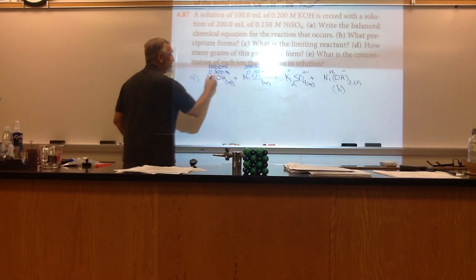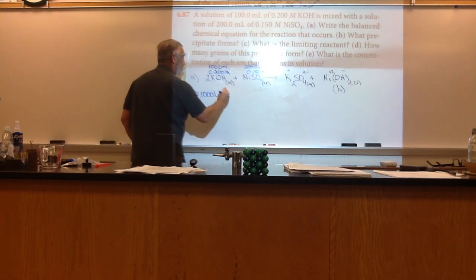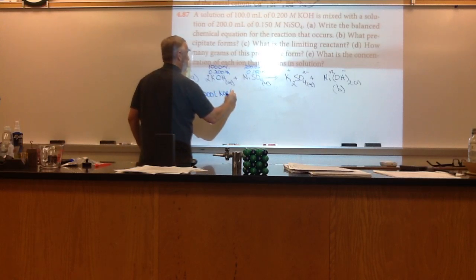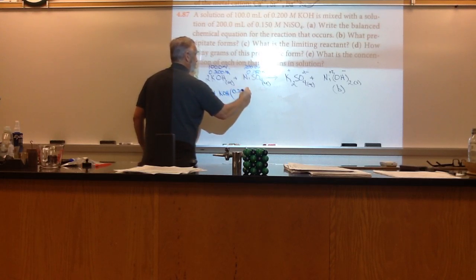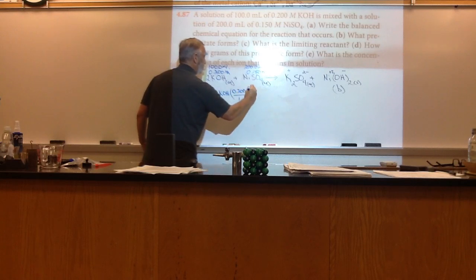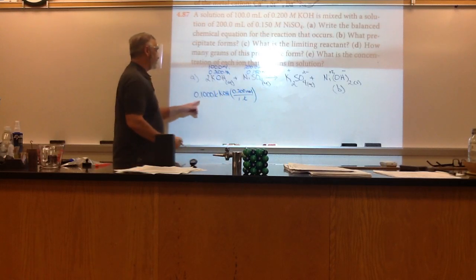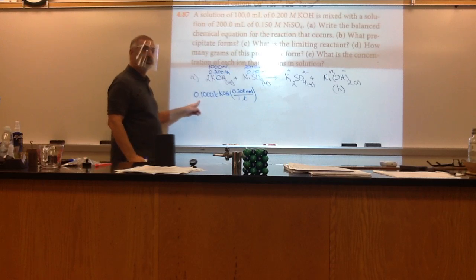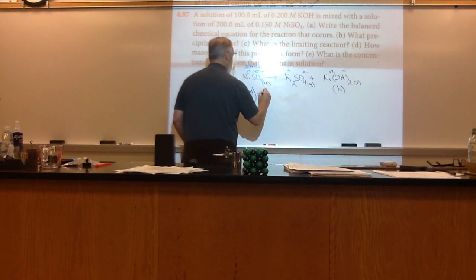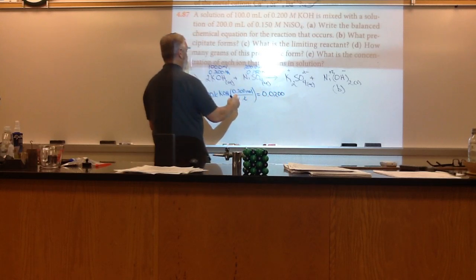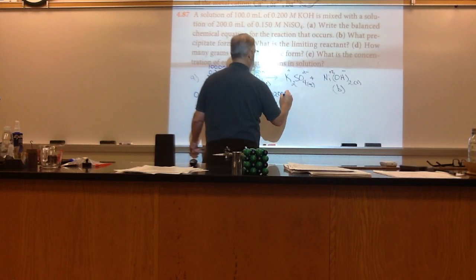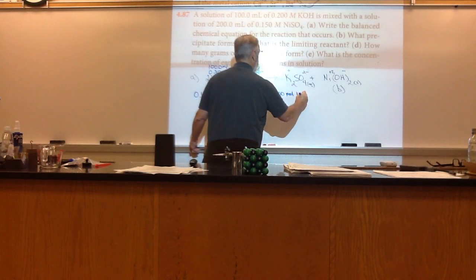So again, this is liters. So I'm going to say 0.1000 liters KOH times 0.2 moles over 1 liter. Okay? So that's going to come out to what, 0.02, if I do my math right? And we should have, that's 4 and that's 3, so 3 sig figs moles of KOH.